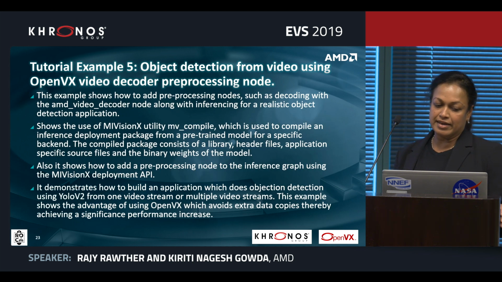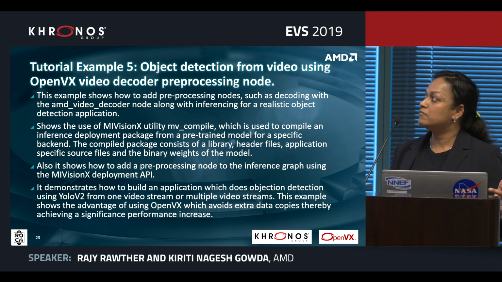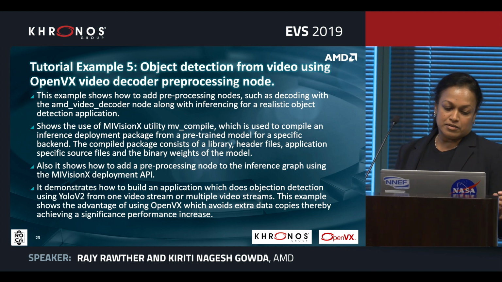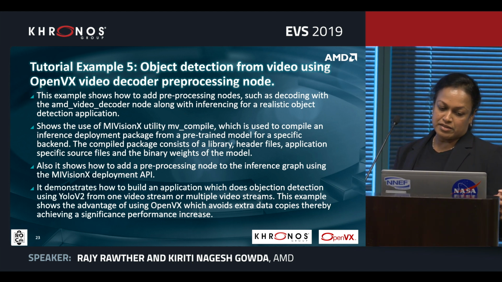This is explaining the sample which I will be going through in this tutorial section. Again, this is a summary. We will be going through each and every step in the tutorial. In this sample, what we are showing is how to add a pre-processing node. In this case, we have a video decoder node, an AMD video decoder node implemented as an OpenVX user-defined node. And we also have the inference in a graph, running both of these things together.